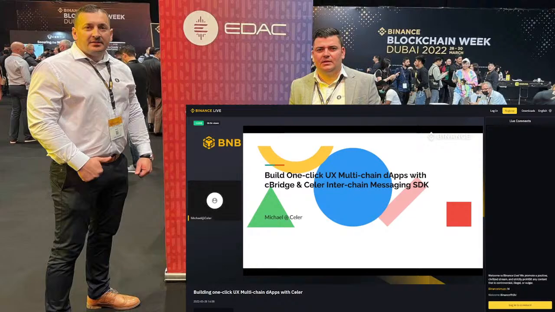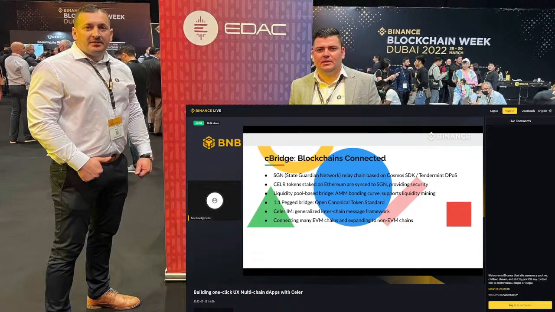So first off, I should do a little bit of introduction of what the Setter C-Bridge is. C-Bridge is a blockchain interoperability protocol that we at Setter built. It supports both asset transfers across blockchains and also general messaging across different blockchains. Architecturally, it's a pretty decentralized way of sending information across.